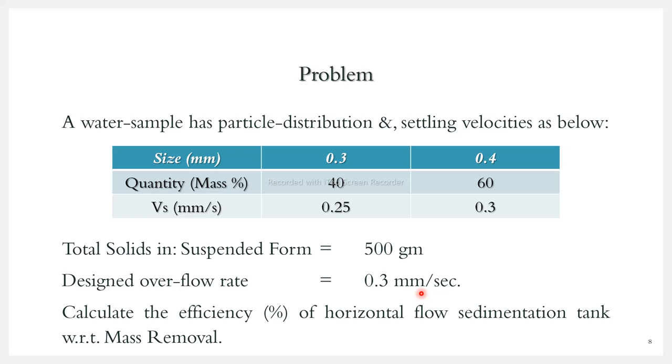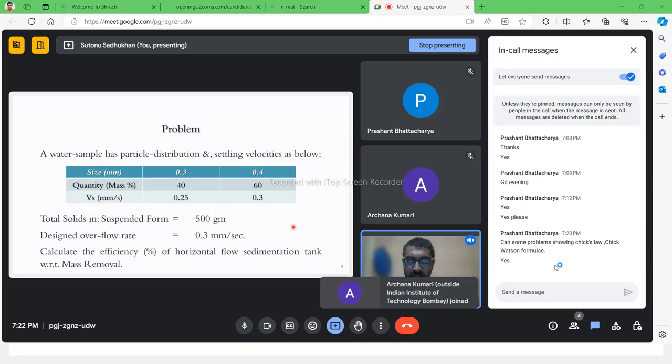Now the problem statement is you have to calculate the efficiency in percentage of a horizontal flow sedimentation tank with respect to mass removal. I mean you have to calculate the total mass removal efficiency. So what will be the removal efficiency of the 0.4 millimeter particle and of the 0.3 millimeter particle, then you add them up in terms of mass. Total mass is 500 gram, and you sum up the mass removed for 0.3 and 0.4, divide by 500 and multiply by 100. That's all you have to do.